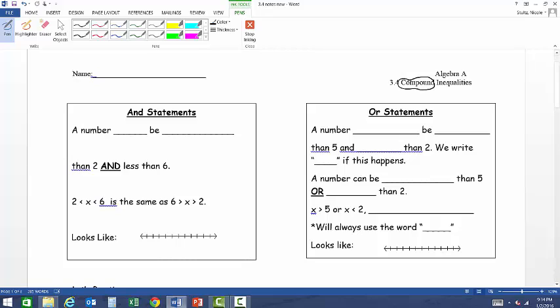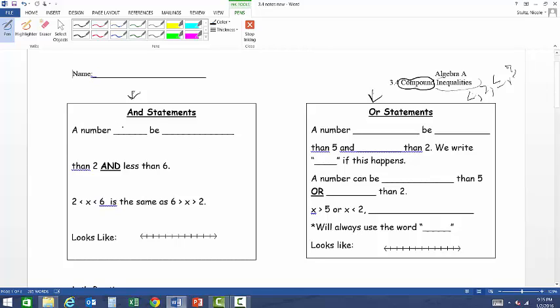So when we say compound inequalities, it's really two inequalities, which are basically math symbols such as less than, greater than, less than or equal to, greater than or equal to. Basically, we're going to do problems that have two of these signs put into one problem. So we have two different types of compound inequalities. We have and statements, and we have or statements.